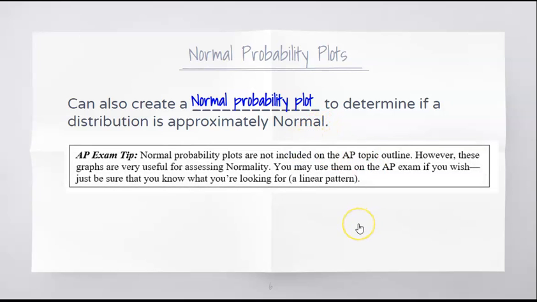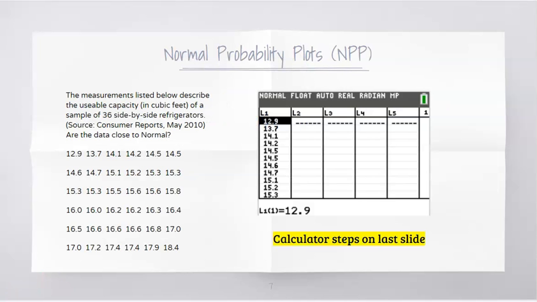So here's a tip. They're not really included on the AP topic outline. However, they are very useful for assessing normality. You can use them on the AP exam if you wish. Just make sure you know what you're looking for. So it's occasionally going to show up. It's not a big deal, but I'm just going to introduce you to it and what you're looking for.